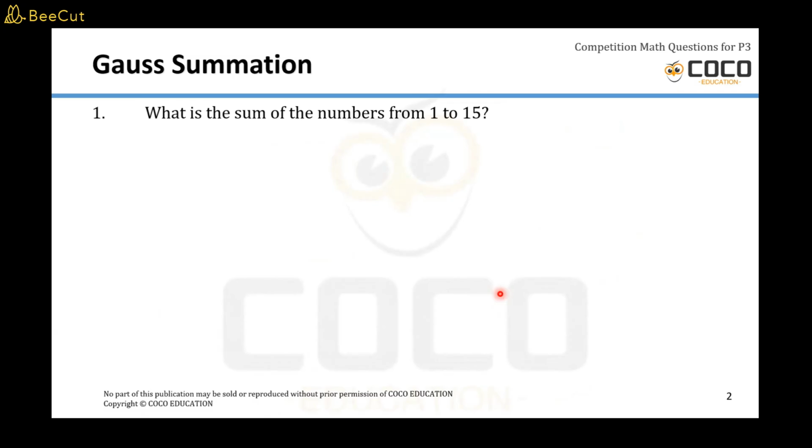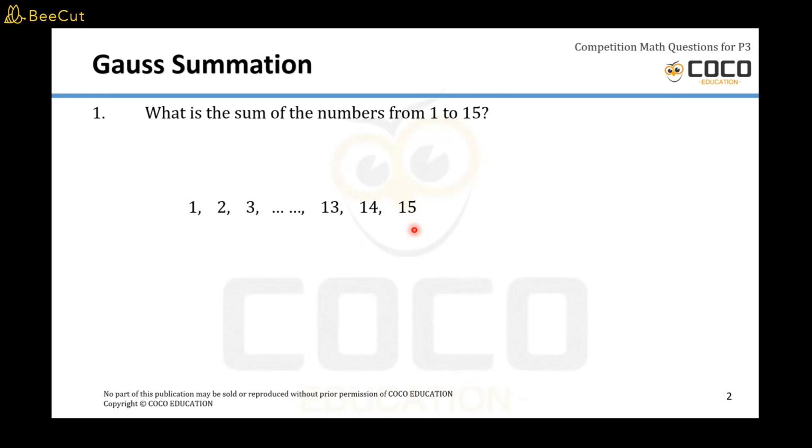So from 1 to 15, we know that we have 1, 2, 3, 4, 5, all the way until 15. You need to add all the numbers here together. So do we have any method to do it? If not, then we are going to add the numbers one by one. But for now, today, what we are going to do here is use the Gauss summation to solve the problem. So how to do it?